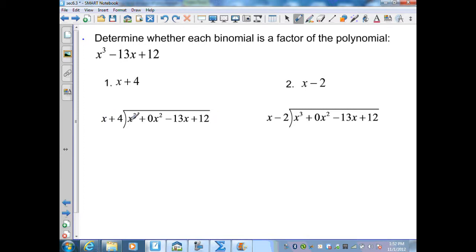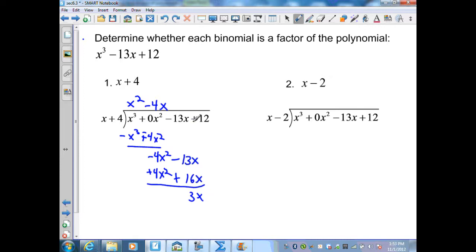So x times what gives me x cubed? That would be x squared. X times x squared is x cubed. Distribute gives me plus 4x squared. Change the signs. That gives me a negative 4x squared minus 13x. X times what gives me a negative 4x squared? That's a minus 4x. Distribute. That gives me a negative 4x squared. That gives me a negative 16x. Change the signs. X squareds drop. That gives me 3x. Bring down my plus 12.